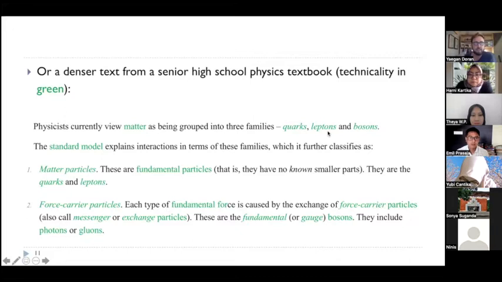Now, has anyone done any physics? And if so, did anyone understand any of that? No, fair enough. Fair enough. I've kind of forgotten what it means as well, but that's okay.